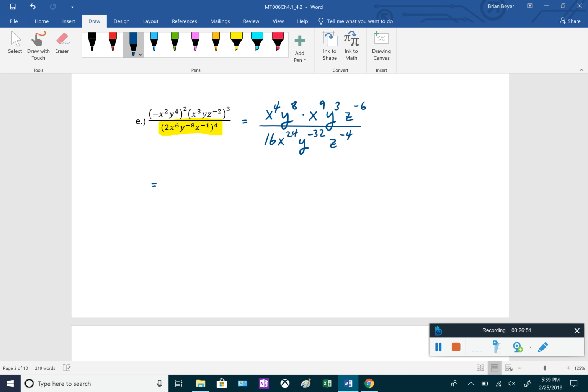We have to still simplify that numerator. We need to combine all of those variables into one base. So we have to do that by adding the exponents, right? So x to the 4th times x to the 9th, 4 plus 9 is 13, so x to the 13th. Y to the 8th times y cubed, we add the exponents, we get y to the 11th. And we only have one z term, that's z to the -6th. Just going to rewrite this denominator.